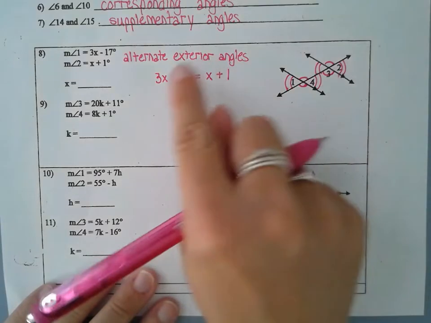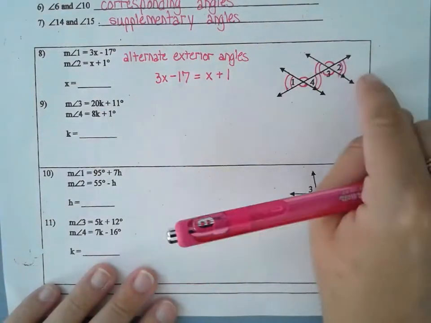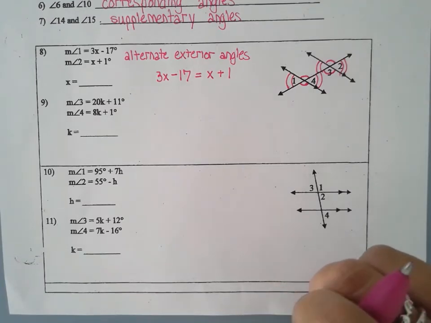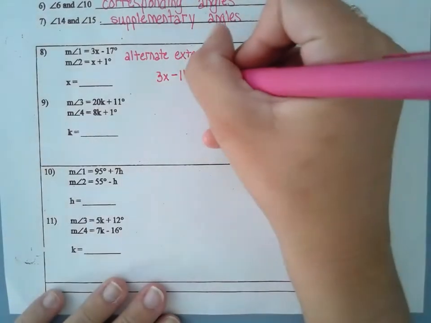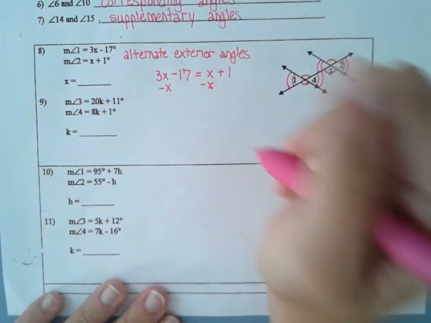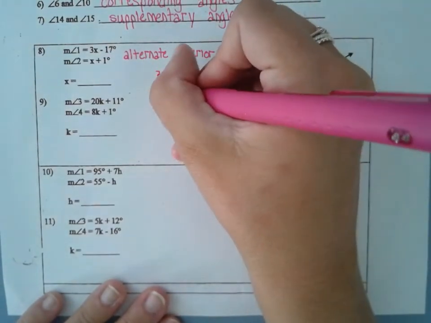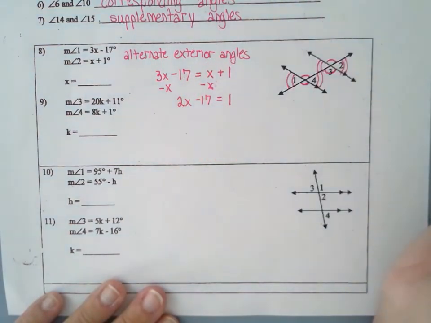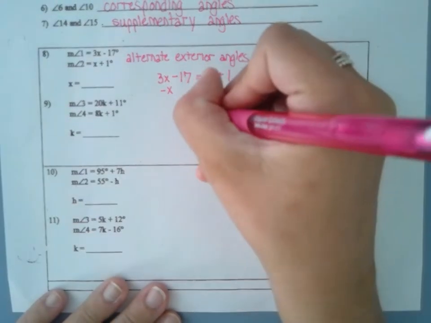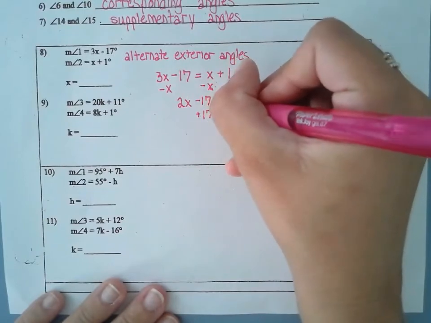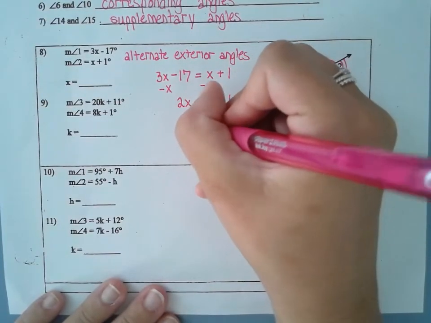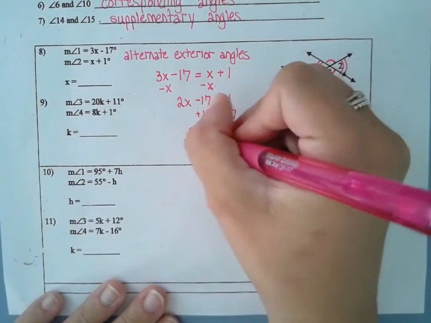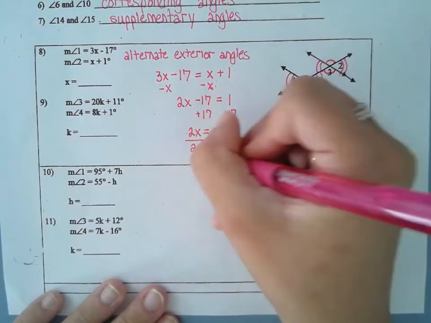Once we know that these two angles are equal, which we can see by the same number of congruence marks, we're going to solve our equation to get x. I'm going to start by getting my x's all on the same side and subtracting x from each side. That leaves me with 2x minus 17 equals 1. From there, I'm going to add 17 to each side, which gives me 2x equals 18. I divide each side by 2, so x equals 9.